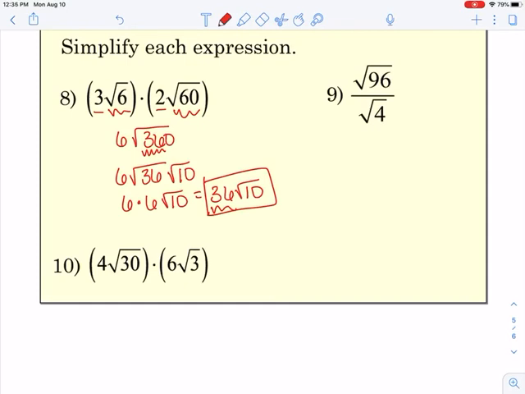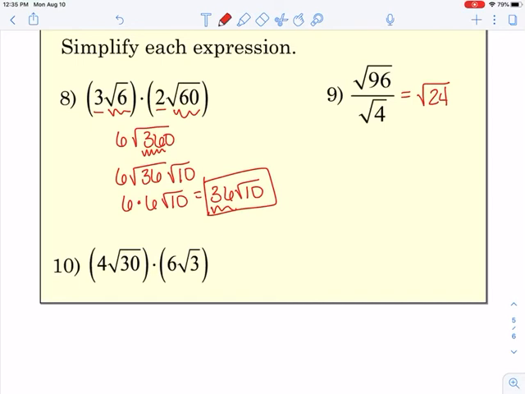Okay. For number 9, I have radical 96 divided by radical 4. Again, do not simplify anything first. You're just going to go ahead and divide immediately. So if you go to your calculator and you do 96 divided by 4, you're going to get an answer of 24. Again, you have not taken the square root of anything yet. So that's a radical 24.